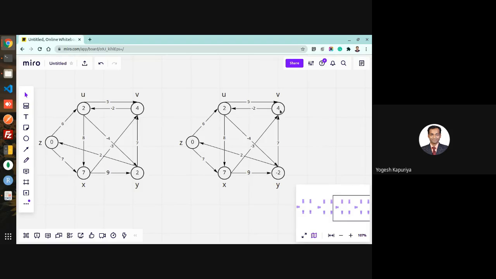Next, u is done, so next is v. 4 minus 2, 2, no change. Then there are no other edges. So x, outgoing edges, x, 1. 7 minus 3, 4, no change. 7 plus 9, 16, this is minus 2, so no change. Then for y, already there is one edge, so minus 2 plus 2, 0, no change.